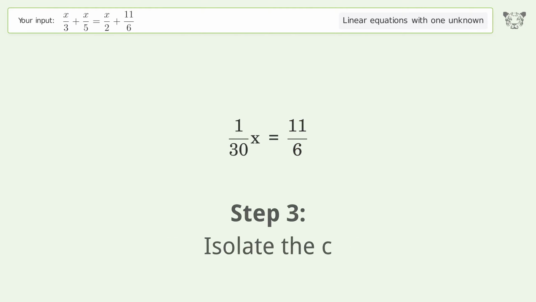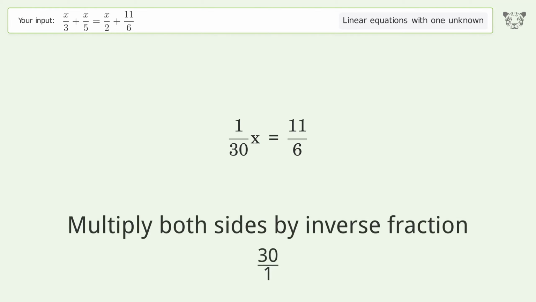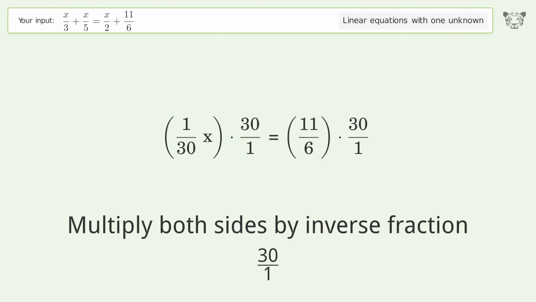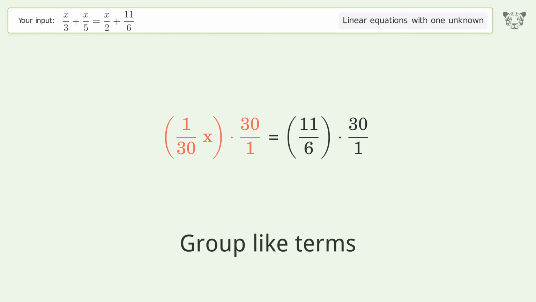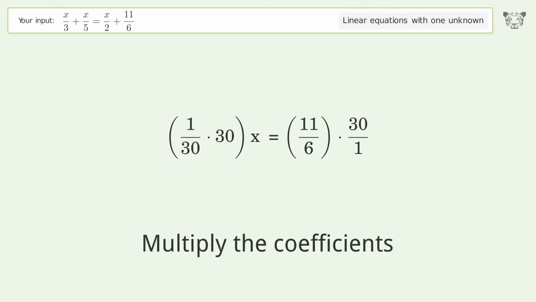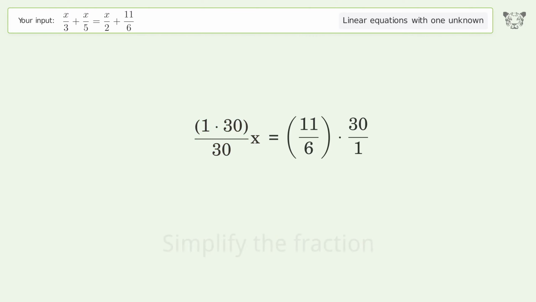Isolate the c. Multiply both sides by inverse fraction 30 over 1. Group like terms. Multiply the coefficients. Simplify the fraction.